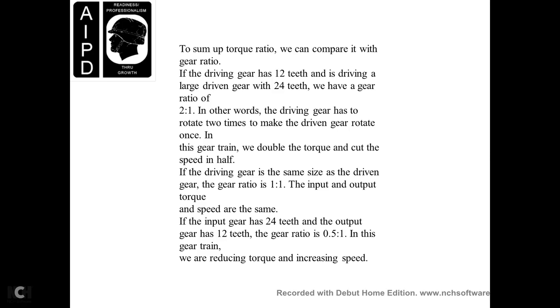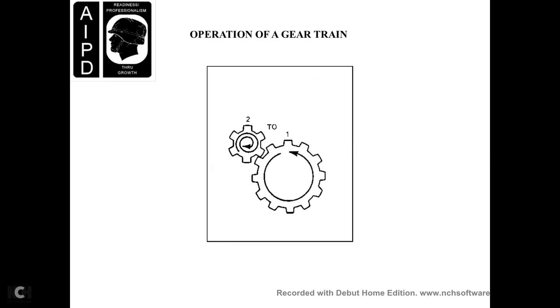1. In other words, the driving gear rotates 2 times to make the driven gear rotate 1, but in the gear train we double the torque and cut the speed to half. With the same size driven gear, the gear ratio is 1 to 1, with input and output torque and speed the same. With the input gear of 24 teeth and the output gear of 12 teeth, the gear ratio is 0.5 to 1, and this gear train reduces the torque and increases speed.